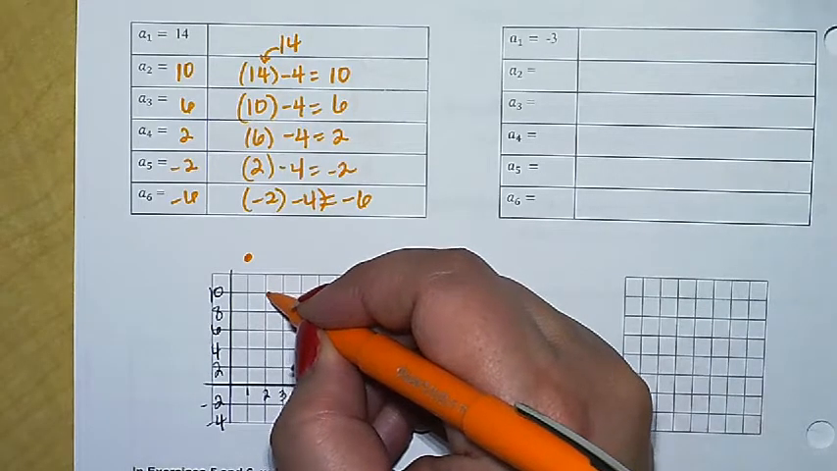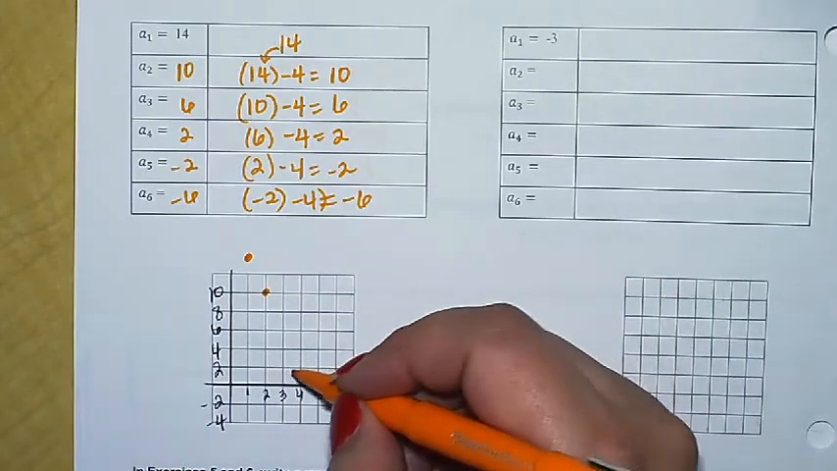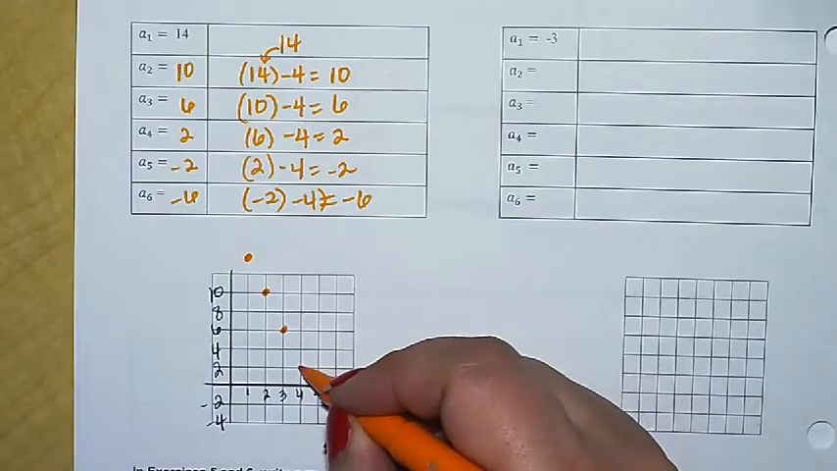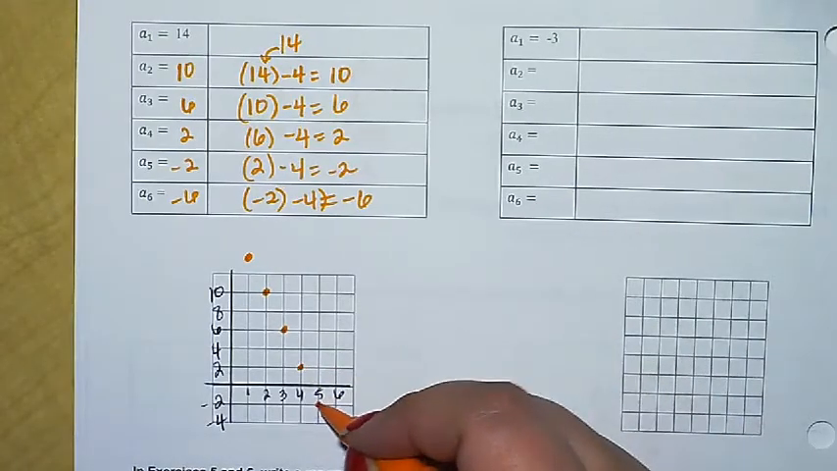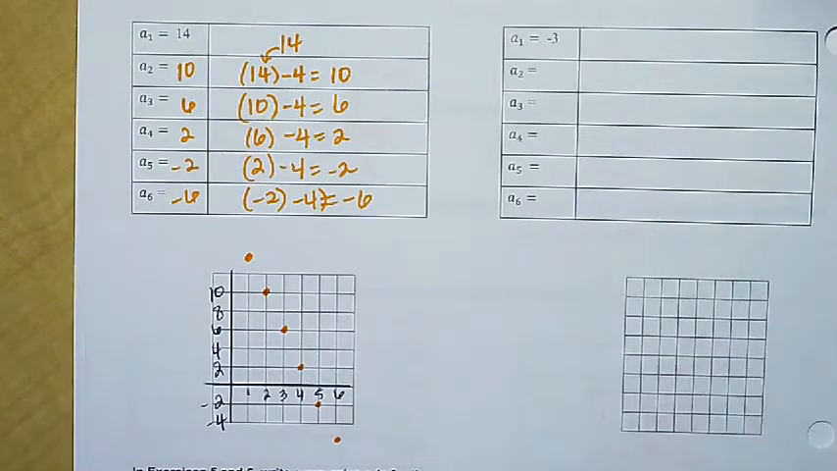The second term was a 10 here. And then the third term was a 6. Fourth term was a 2. Then a -2, and then a negative 6. There's your graph. And it is, as predicted, a straight line.